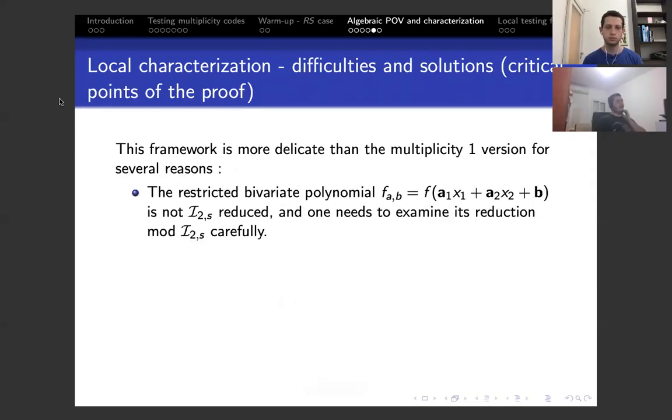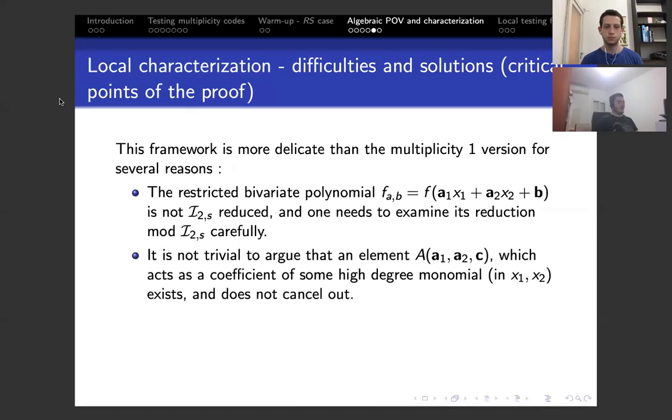Now this framework is much more delicate than the Multiplicity 1 version, the Reed-Muller version. One reason is that the restricted polynomial is not reduced. So in the first case, the restricted polynomial was of local degree p, which exactly means it was reduced at most p, sorry. And now we need to compute its reduction first before we start working on it.